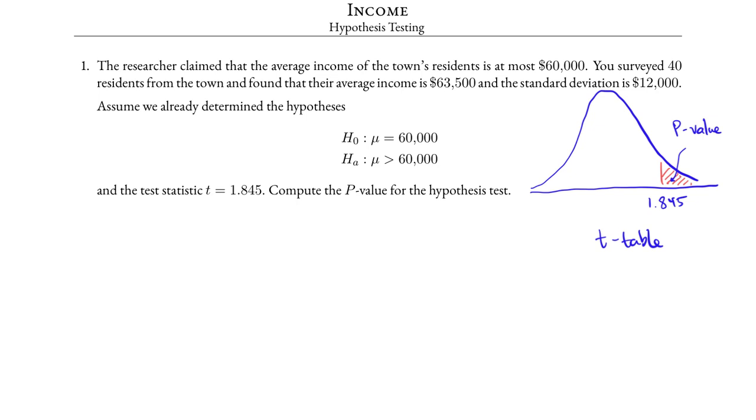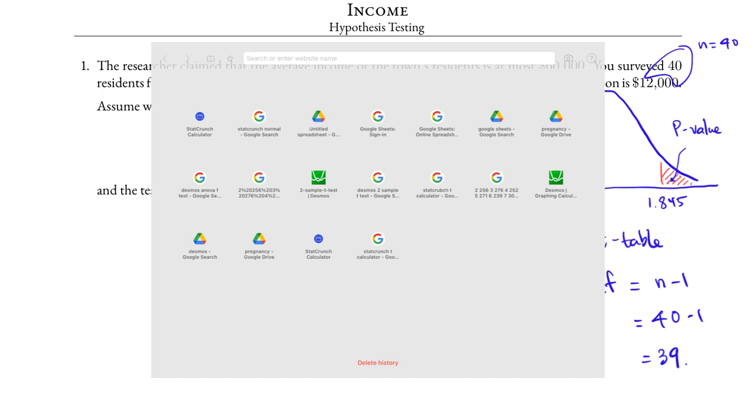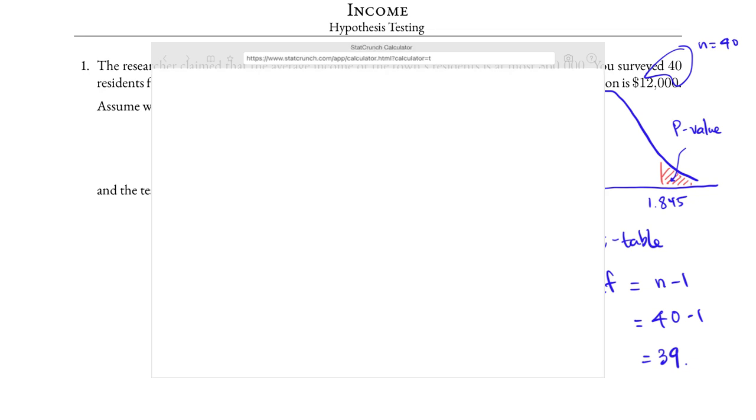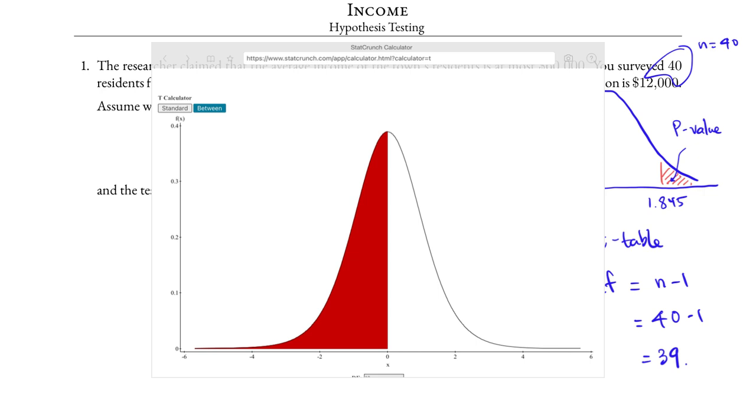Regardless of which method we're using, we would need the degrees of freedom. The degrees of freedom is always n minus 1, where n is the sample size, n equals 40, and so the degrees of freedom is 40 minus 1, or 39. We will use technology to compute the corresponding p-value for the test statistic t. Specifically, we will use the StatCrunch t calculator.